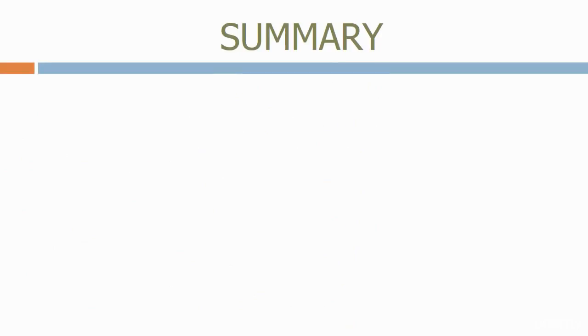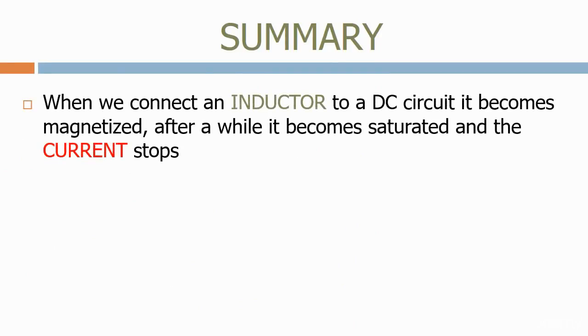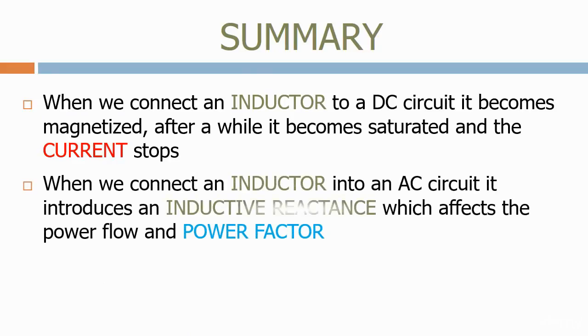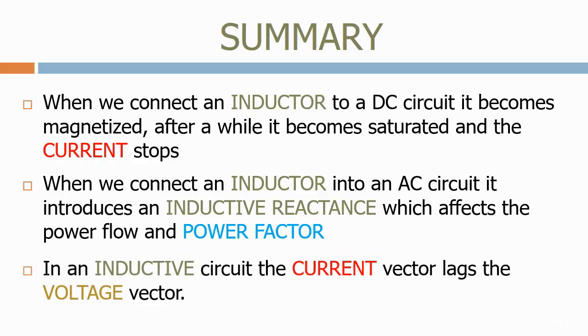Let's now summarise what we've learned today. When we connect an inductor to a DC circuit, it becomes magnetized. After a while, it becomes saturated and the current stops. When we connect an inductor into an AC circuit, it introduces an inductive reactance which affects the power flow and power factor. In an inductive circuit, the current vector lags the voltage vector.